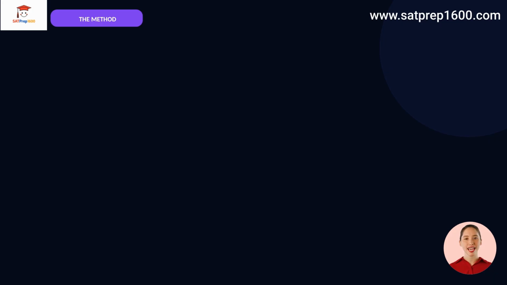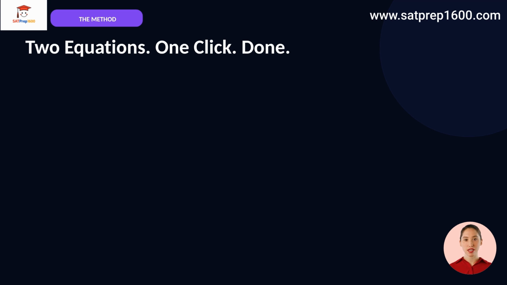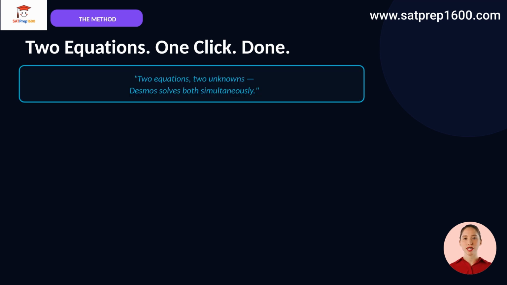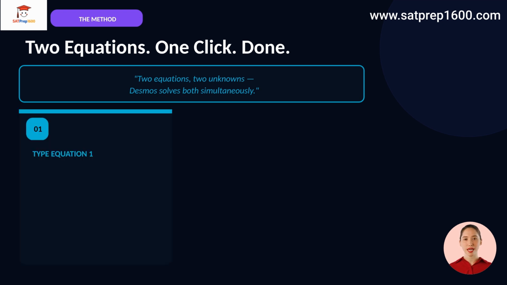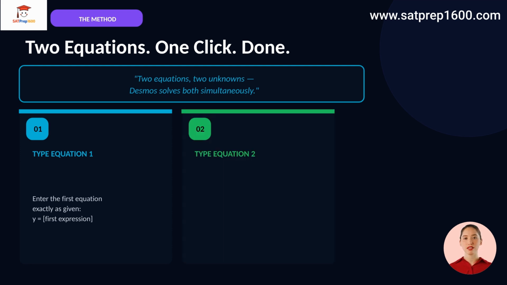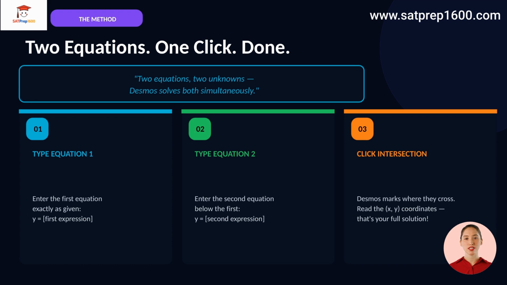So how does this actually work? 2 equations, 2 unknowns. Desmos solves them simultaneously the moment you type them in. Here's the 3-step method. Step 1, type the first equation exactly as it's given. Y equals whatever the first expression is. Step 2, type the second equation right below it. Y equals the second expression. Step 3, click the point where the 2 graphs cross. Desmos marks the intersection and shows you the coordinates. Those coordinates, that x and that y, are your full solution.